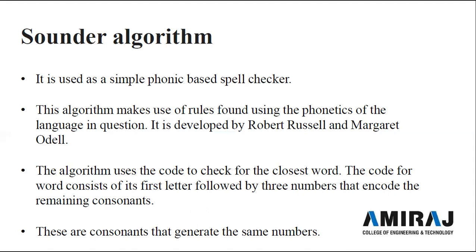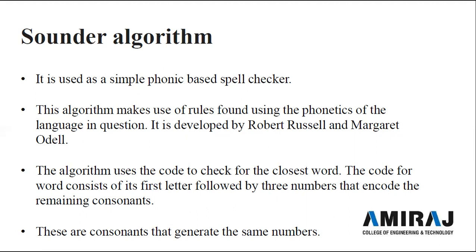Okay, so in this algorithm, they will try to make a code for the word. Whatever word we have fed here, for that word they will try to make the code. How can we create this code? This code will be created by using the first letter of that word and then three numbers which represent the remaining consonants. The remaining letters are represented by three numbers. So it will basically create a 4 character code.